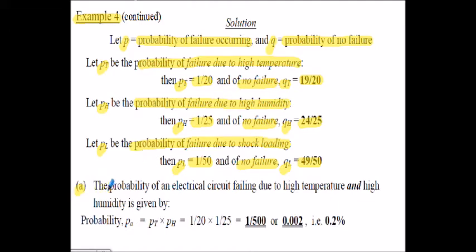So part A, the probability of an electrical circuit failing due to high temperature and high humidity, so this is a multiplication problem here. Probability PA is equal to PT multiplied by PH. The probability of failure due to high temperature is 1 upon 20 from above, and that's multiplied by the probability of failure due to high humidity, which is 1 upon 25. That gives a probability of 1 upon 500 or 0.002 or 0.2%.